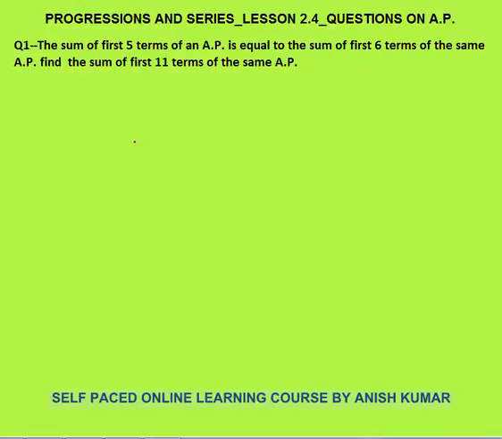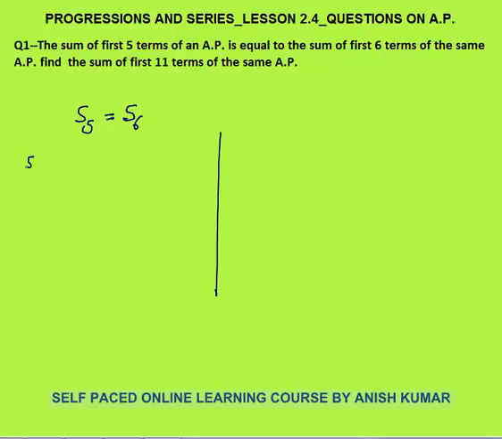So, the first question: the sum of the first 5 terms of an AP is equal to the sum of the first 6 terms of the same AP. This is given to you. Now this question you can solve in two ways. One way is that you can put in the formula for the sum of the terms.